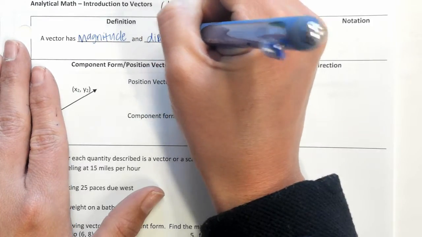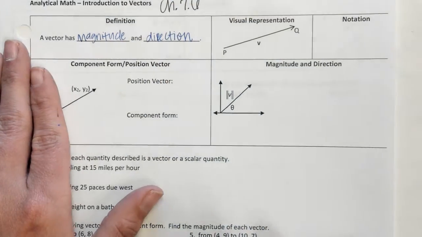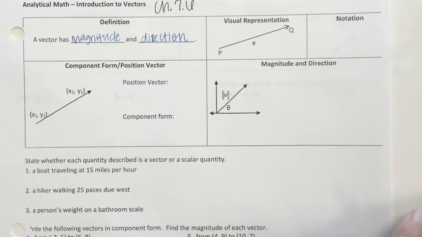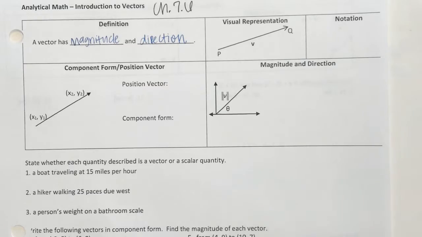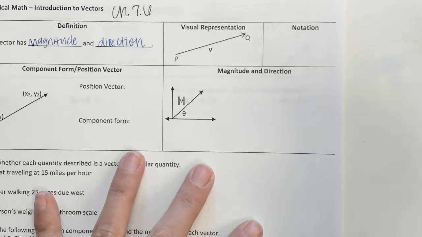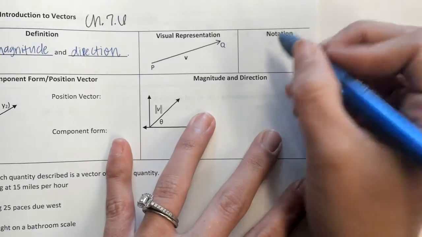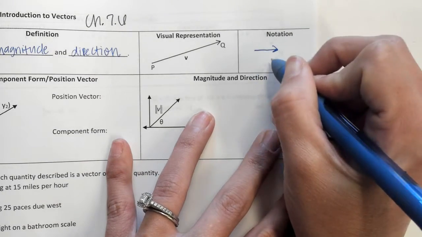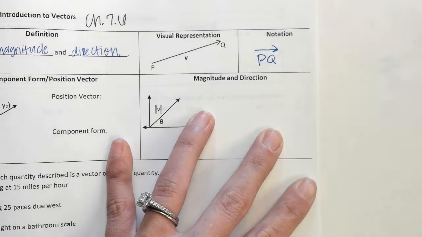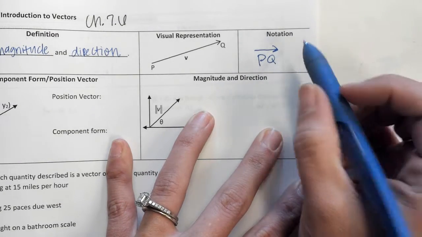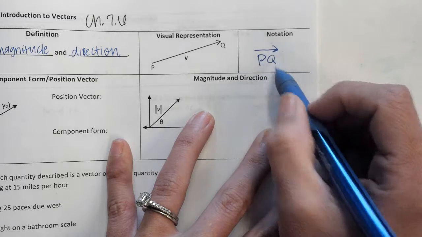Because this test is so easy on Friday, you might have some definitions. It'll be fill in the blank like this, so don't forget that a vector has magnitude and direction. So here is a visual representation. This is what it looks like, just a line segment between two points. And notation, the way I write them sometimes is if you see a line with like two letters underneath it, what this is saying is this is vector PQ. So if you see a line, you would say this is vector PQ.